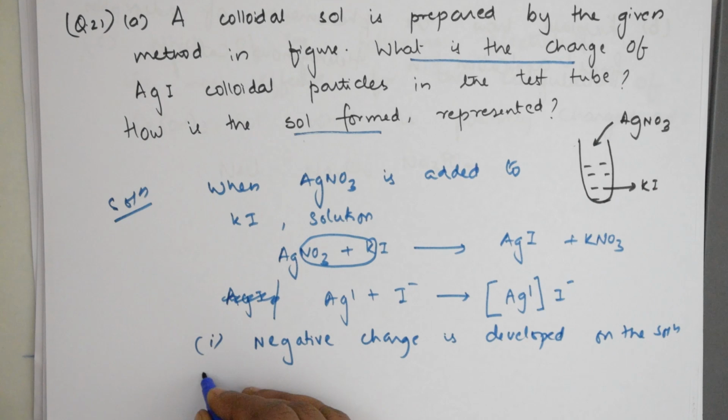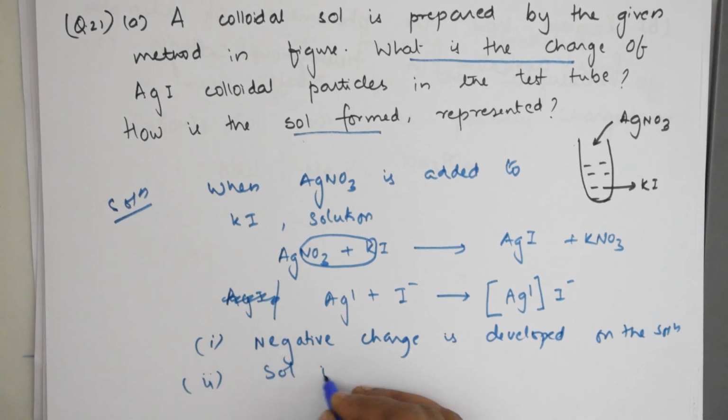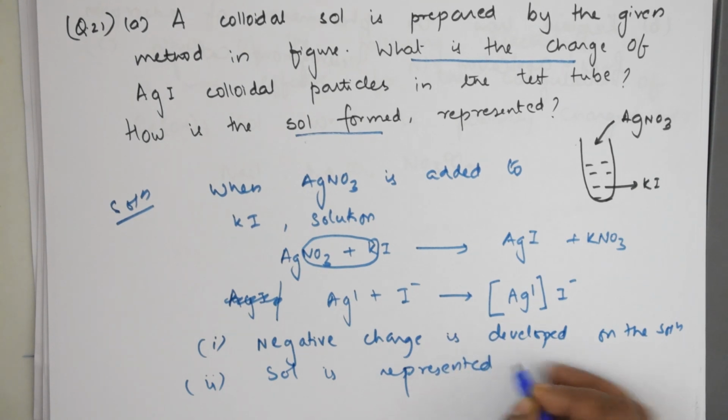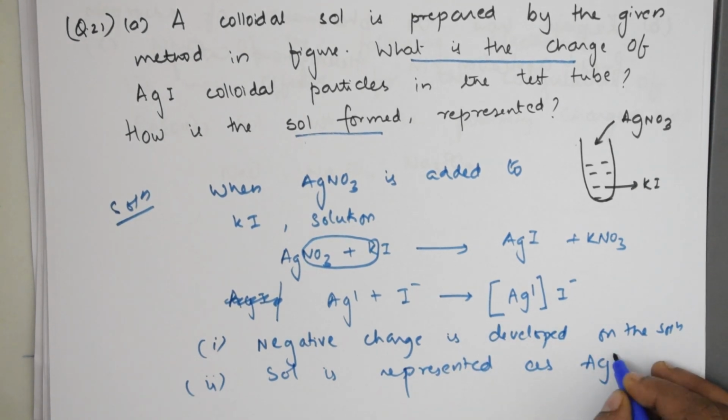This is the first answer. So how is the sol represented? The sol is represented as AgI/I−. This is the question. Remember that.